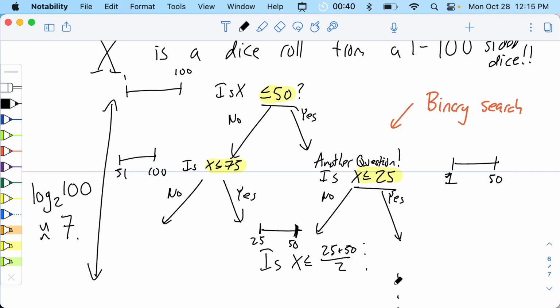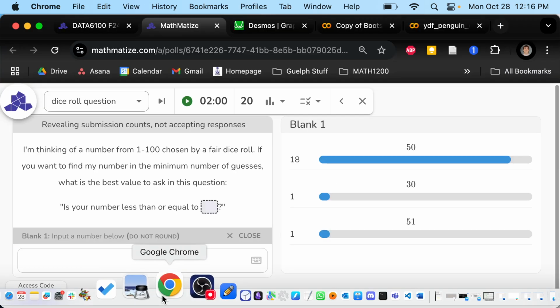I think you guys all figured out the 50. The rest of it is not too bad. Questions or comments about that? So now we're going to do it again, but we're going to make it harder, okay? Same thing, but harder.